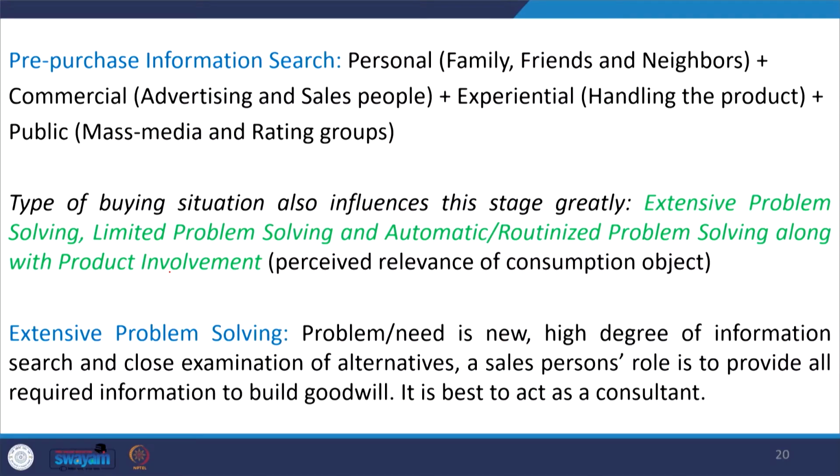Now see, as far as this particular stage is concerned, it is definitely impacted by three buying situations, whether it is an extensive problem solving situation, limited problem solving situation, or automatic or routinized problem solving situation, along with product involvement. Now extensive problem solving are those situations where the problem that a consumer is facing is very new, or the need is new. So in this case they have no past experience, so they'll go to great lengths to collect more information about products or services. They'll even look for a lot of information about buyers, and then they will even go for an extensive evaluation on the basis of the parameters that are important to them.